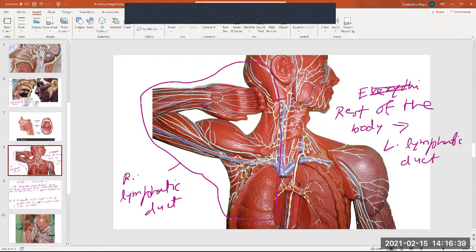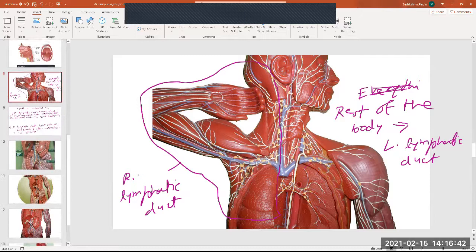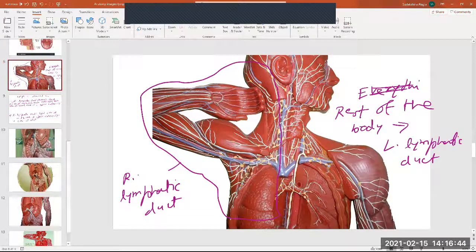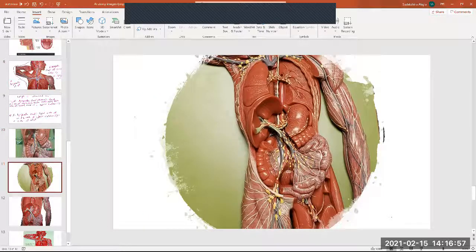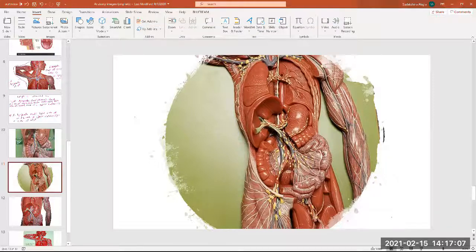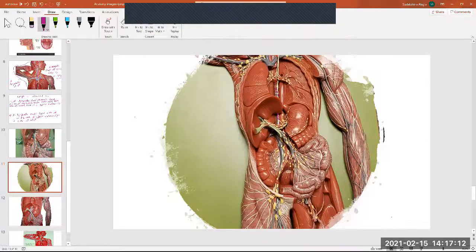Okay, keeping that in mind, let's look at where this left lymphatic duct is starting from. So left lymphatic duct, I have this labeled image. Let's look at this here. Left lymphatic duct. So let's just look at the left lymphatic duct. This white large vessel that you see here, change the color, right there.